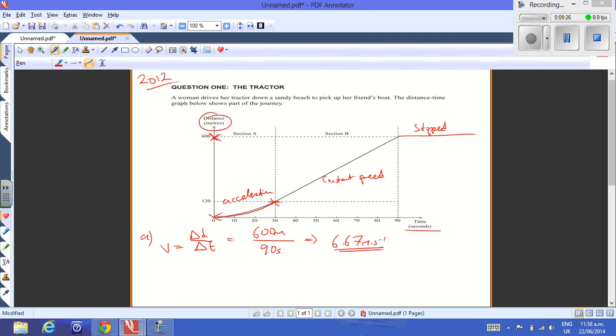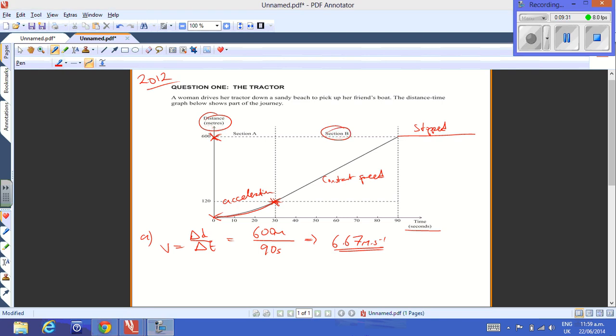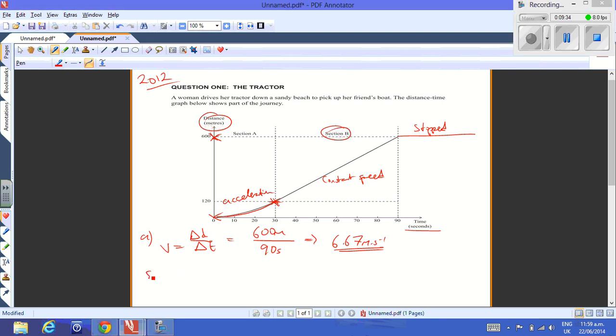You can also use distance time graphs to work out the actual constant speed for section B. So we'll do that now. If we do it for section B, the velocity here is going to be the change in distance over the change in time again. The change in distance is from 120 to 600 meters, so it's final minus initial, 600 minus 120 meters, over the time difference here, which is 90 minus 30.